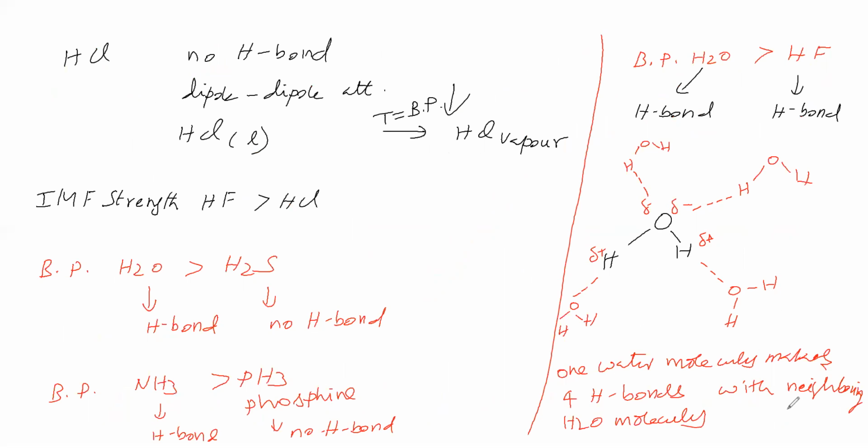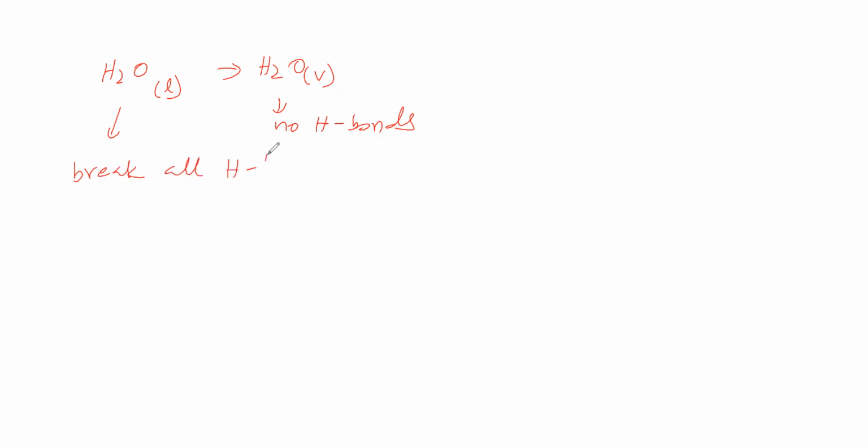So, next, we will convert liquid water into water vapor. In vapor, no hydrogen bonds are present. That means when you are converting liquid into vapor, we have to break all hydrogen bonds in liquid water, then only we will get water vapor.